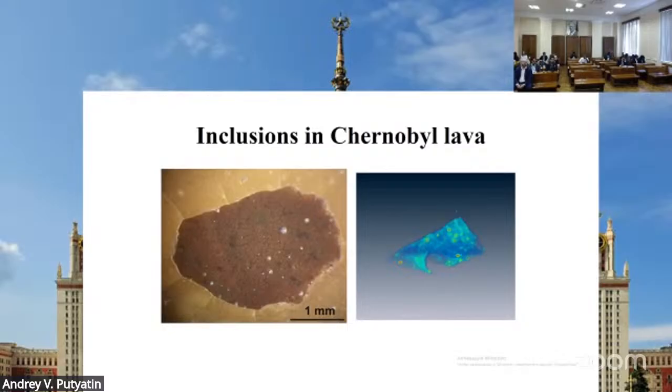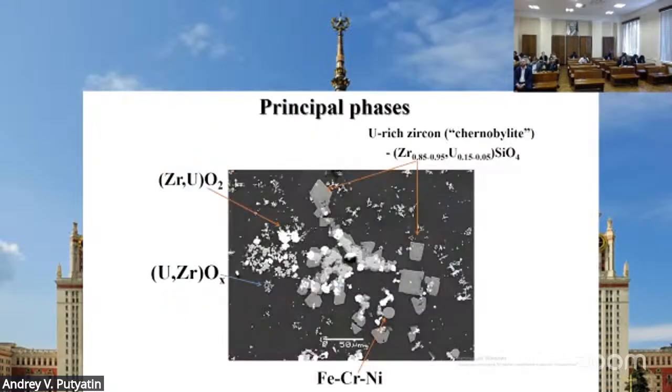And if you look at actual images of this material, this is a piece of brown lava in epoxy resin. This is X-ray tomography. You can see a lot of inclusions in it. And if you look at these inclusions, you find a lot of interesting phases. First, you can find some pieces, remnants of the fuel, uranium dioxide. Again, these are not exactly stoichiometric uranium dioxide. It is mostly hyperstoichiometric uranium dioxide with a mixture of zirconium.